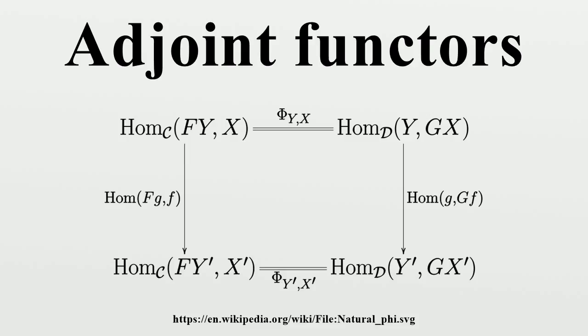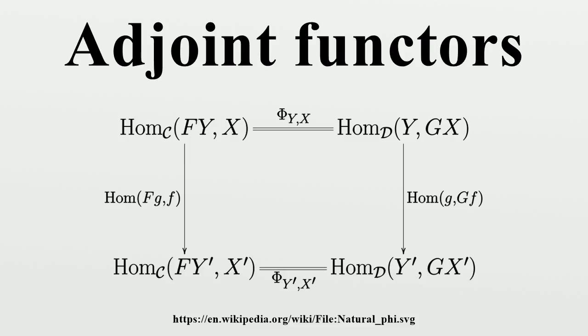Explicitly, the naturality of phi means that for all morphisms f: X → X' in C and all morphisms g: Y → Y' in D, the following diagram commutes. The vertical arrows in this diagram are those induced by composition with f and g. Formally, Hom_C(-, g) is given by h ↦ f∘h∘g for each h in Hom_C. Hom_D is similar.